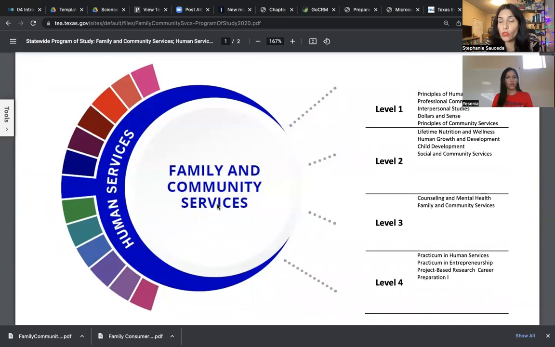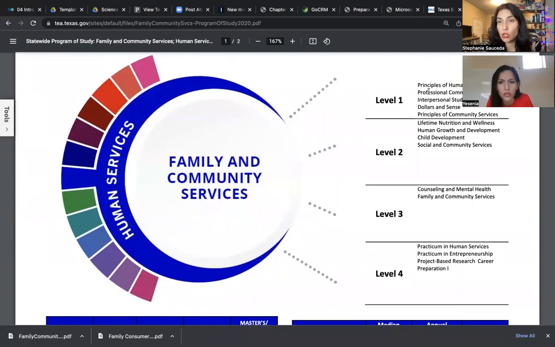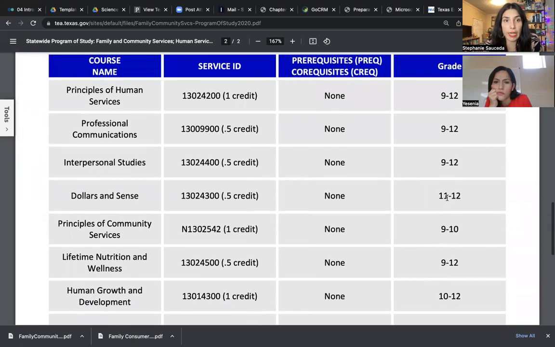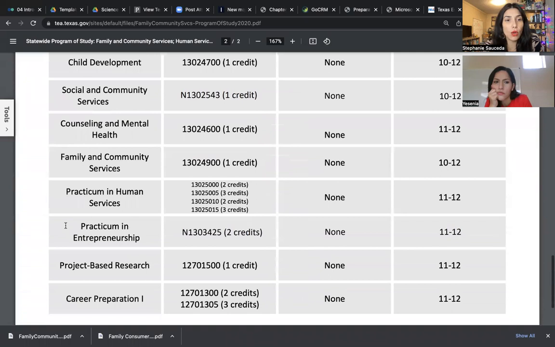So these are all the different classes that you can do. Principles of Human Services. These are different classes you can have: professional communications, interpersonal studies, dollars and cents, principles of community studies, lifetime nutrition and wellness, human growth and development, child development, social and community services, and all these other ones that are here. They can be given at these age groups that are here. This is from the state. That means that you have practicum in human services.